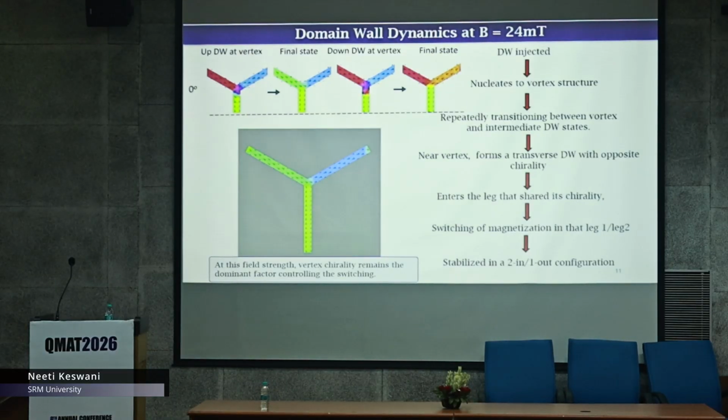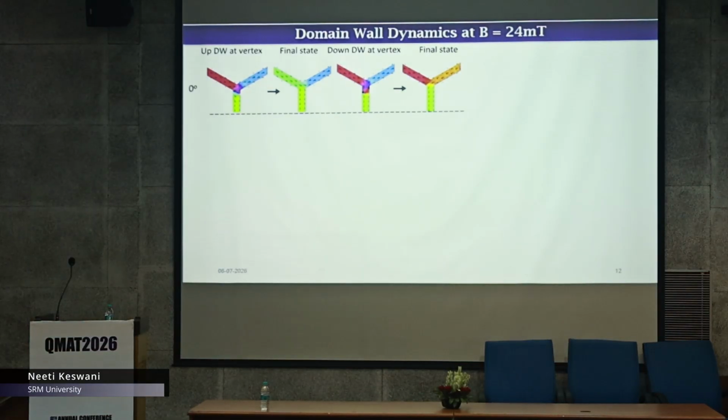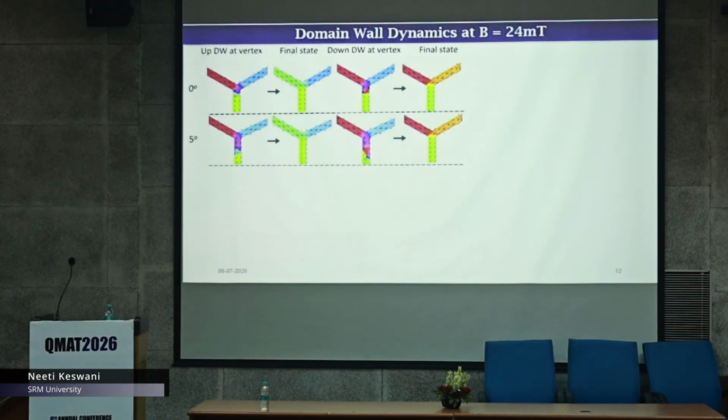So it's a chirality driven switching mechanism which is deciding which leg is going to switch in the undistorted system, which is my 0 degree angle. Now I move to 5 degrees distortion. We see that it is the same behavior. Even at 5 degrees, with your magnetization in this end, it is leg 1 which is switching. If you consider the down chirality, it's leg 2 which is switching. So 0 degree and 5 degree have the same switching behavior.